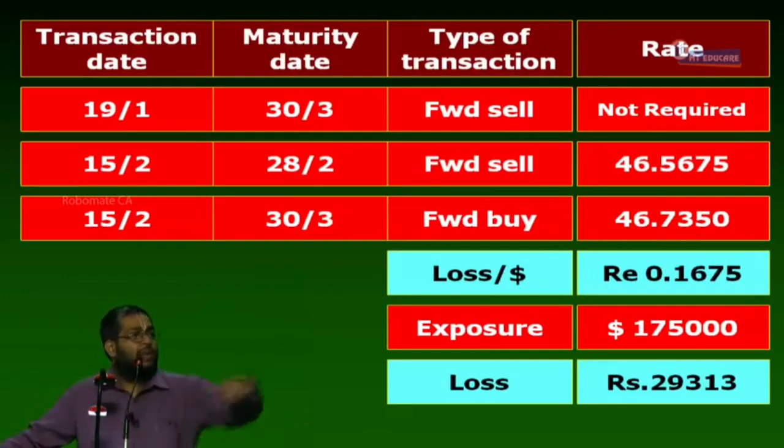Can you tell me what is 29,313? Don't say loss. That I already written. What is 29,313? I will be receiving how much rupees less by selling the dollar not on 30th March but on what? 28th February. Right or not? Yes or no? Should I repeat? Can I proceed further? With this, the question number 30 has been completed. Can I move to the next sum? Now, question number 31.